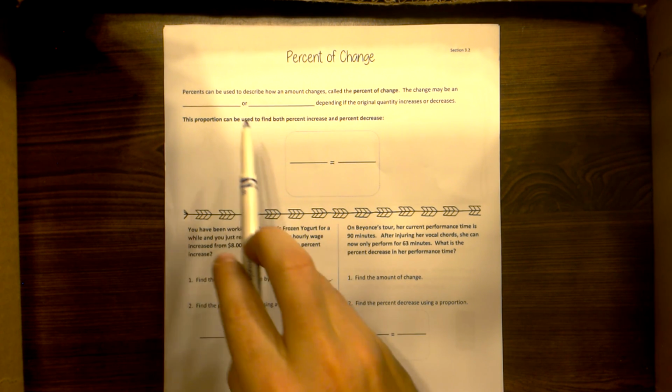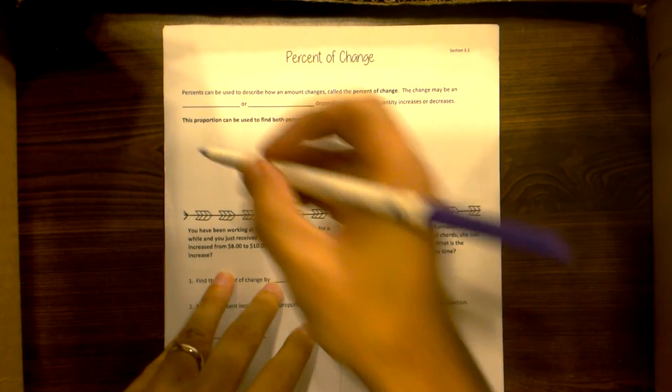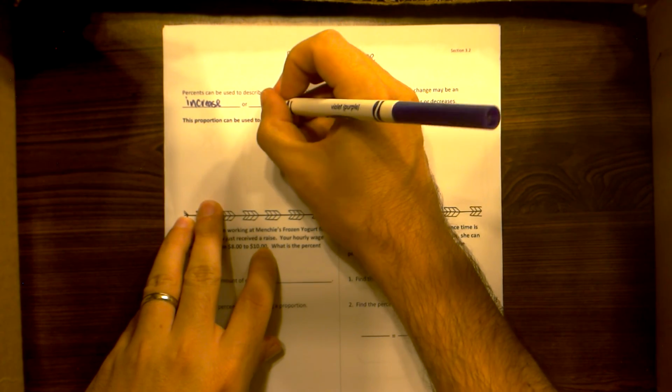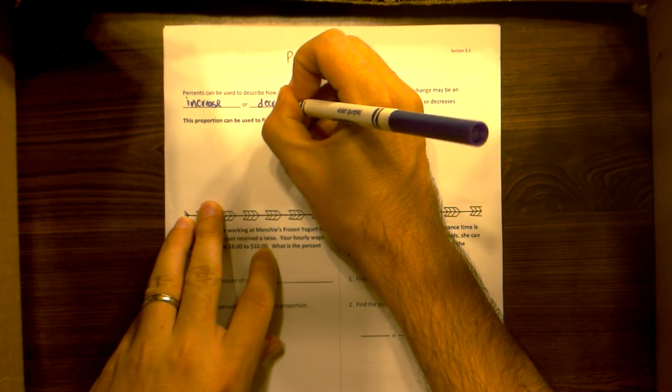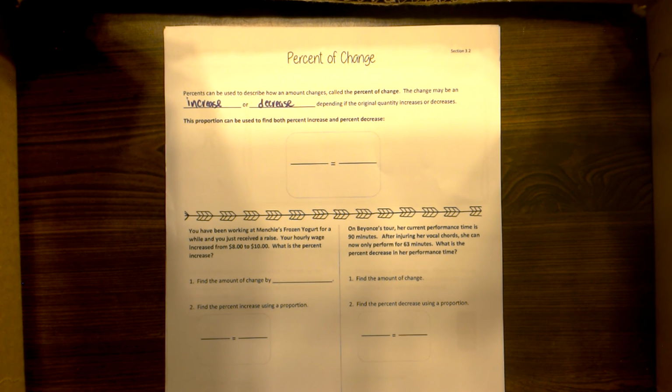Percents can be used to describe how an amount changes, called the percent of change. The change may be an increase or decrease, depending if the original quantity increases or decreases, obviously. So an increase would be a markup, or what the manager of a store does to make a profit. That would be an increase, a percent of increase. A decrease would be the item is on sale from the original amount.